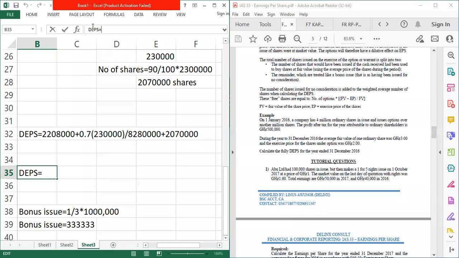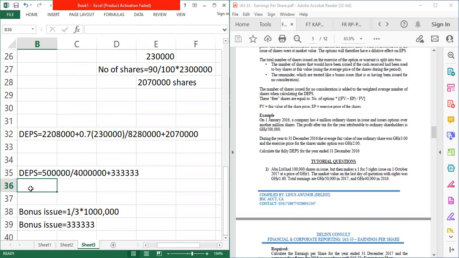It's calculated as the earnings attributable, because the issues will not bring any additional savings. So it will always be diluted when you are doing share options. So this will be divided by the shares that we have now, 4 million plus the bonus issue element, which is 33333. That is the diluted earnings per share.